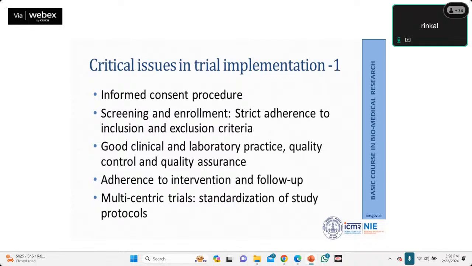Okay, and in case of multicentric trials, there are some other issues like uniformity, standardization or quality control. In order to ensure quality, standardization is very, very essential in study protocols. So we have to standardize the protocol and all the procedures which we are going to use in the study. We have to train and retrain the whole team from time to time in order to maintain the uniformity and standardization of the study protocol.